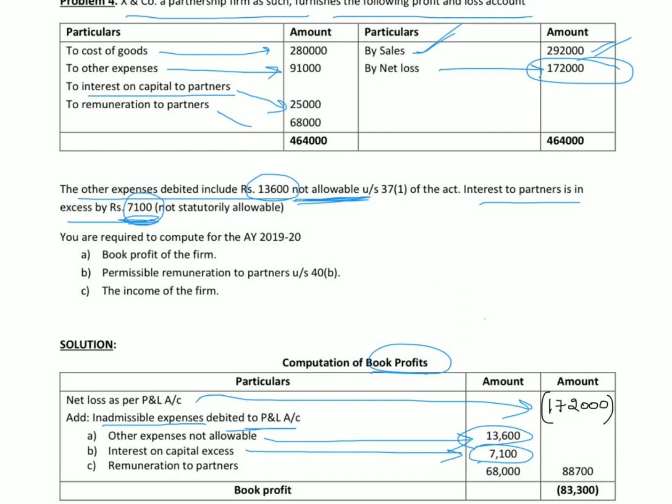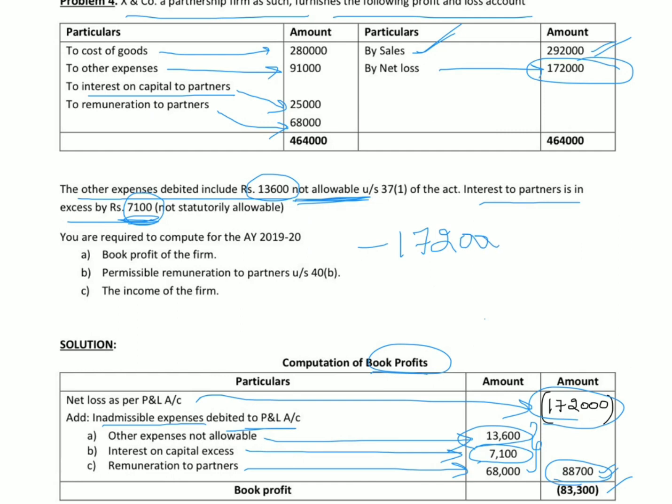So the next point we have is remuneration. Remuneration to partners, 68,000. As we already know, any remuneration paid to partners is always inadmissible. So 68,000 we have added here, since it is debited on the debit side of the profit and loss account. So the total value of these inadmissible expenses comes to 88,700. So 88,700 minus 1,72,000 comes to minus 83,300.